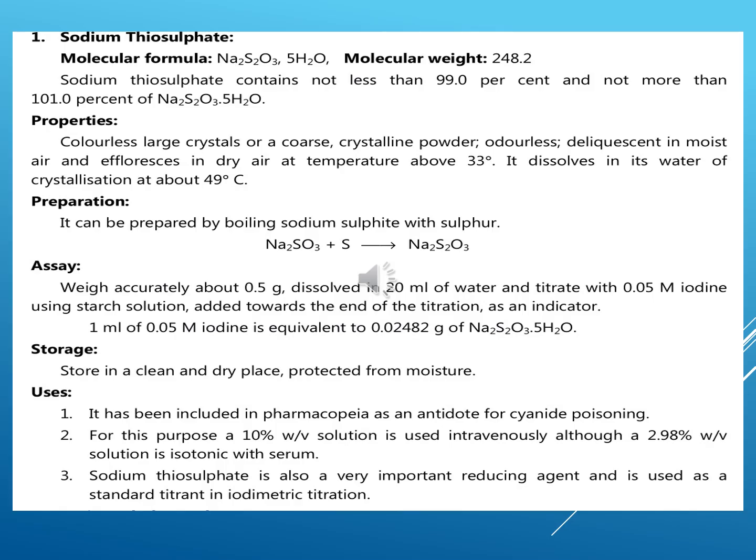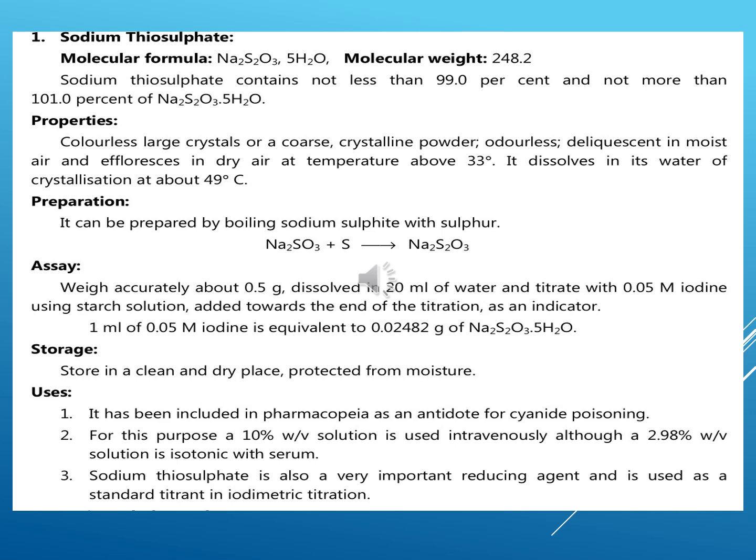The first monograph of antidotes: sodium thiosulfate. Molecular formula: Na2S2O3·5H2O, molecular weight 248.2. Sodium thiosulfate contains not less than 99% and not more than 101% of sodium thiosulfate. Properties: colorless large crystals or a coarse crystalline powder, odorless, deliquescent in moist air and efflorescent in dry air at temperature above 30 degrees Celsius. It dissolves in its water of crystallization at about 49 degrees Celsius.